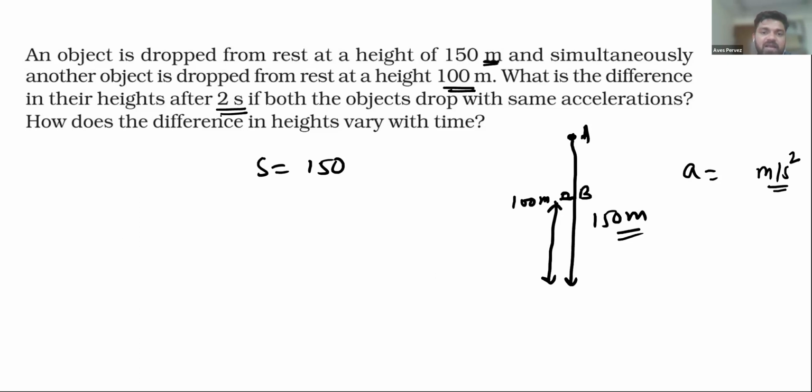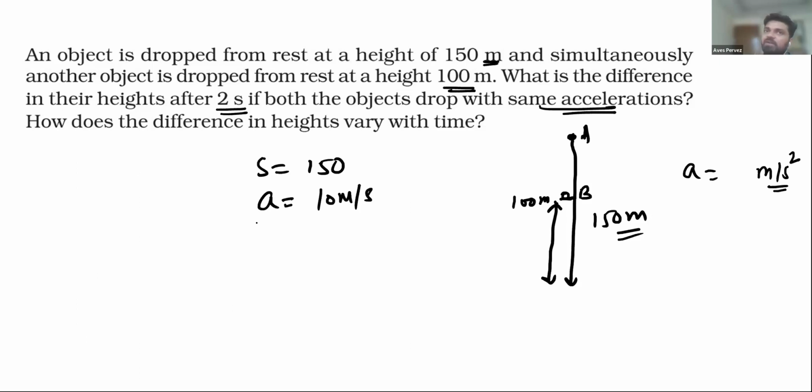So we have to find the accelerations of these objects. Let me explain. What is the difference in their height after 2 seconds if both objects are dropped with the same acceleration? What type of acceleration will be acting here? Uniform acceleration. What is that value? A is 10 meter per second square. That is acceleration due to gravity.